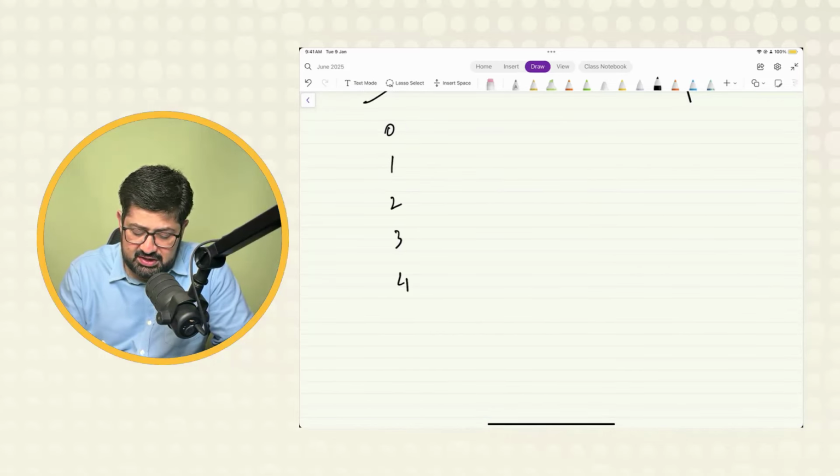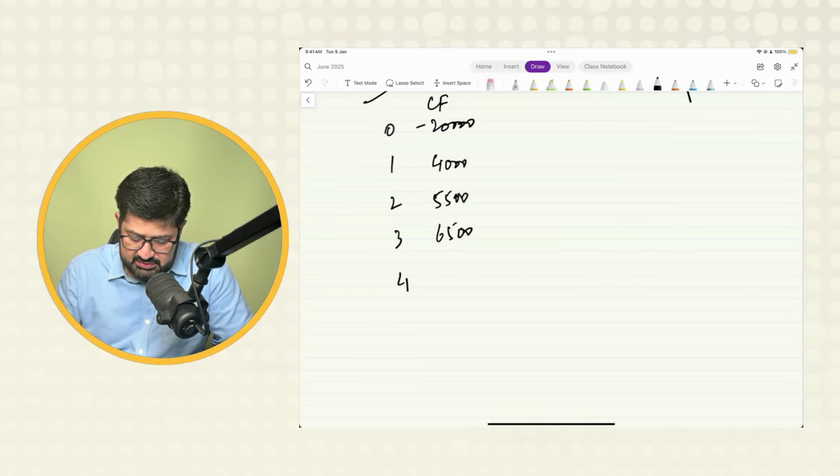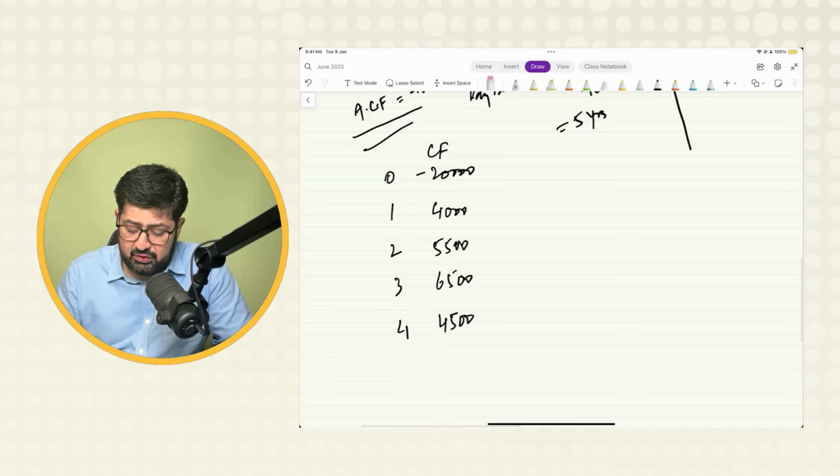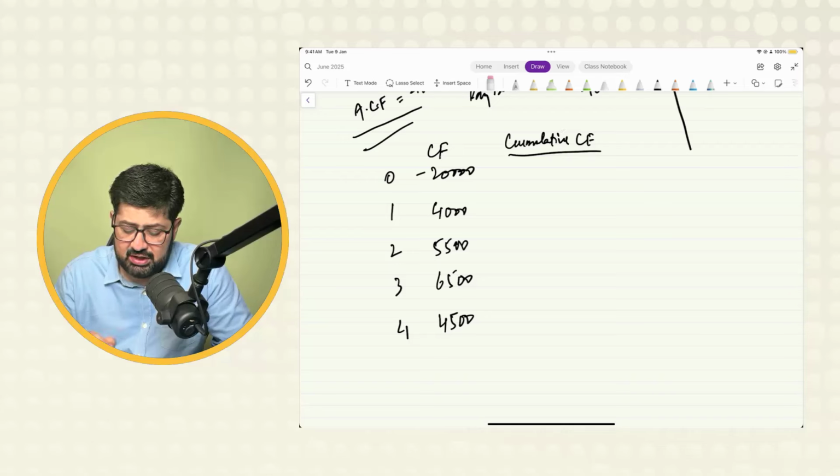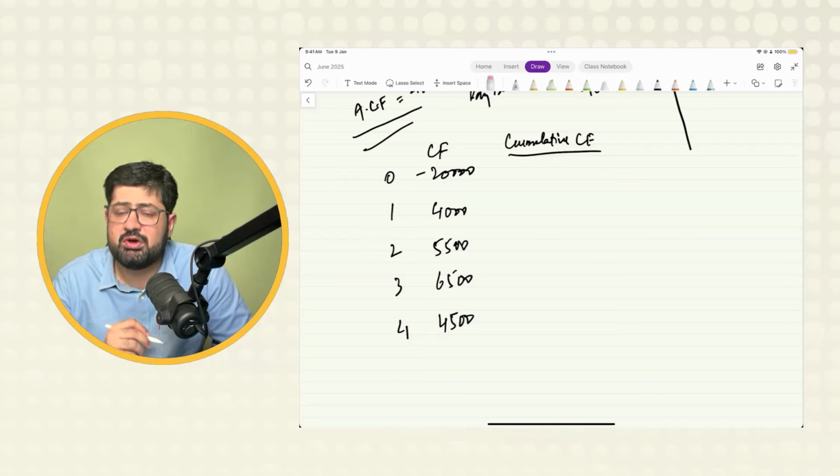This is the time T, and the cash flows are: initial investment is 20,000, then 4,000, 5,500, 6,500, and 4,500. So now how do we calculate the payback of this project? We need to create another column, the cumulative cash flow column. Cumulative means total to date.